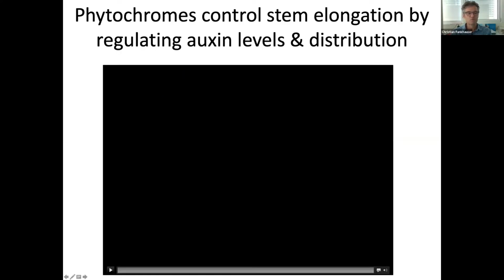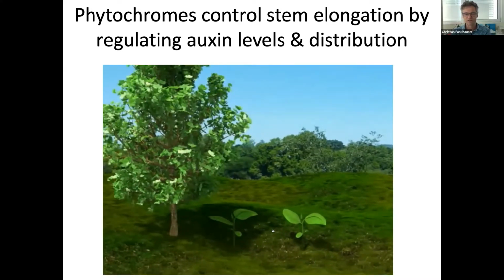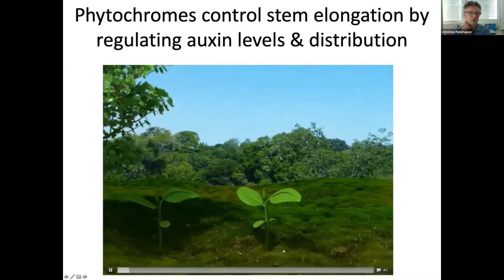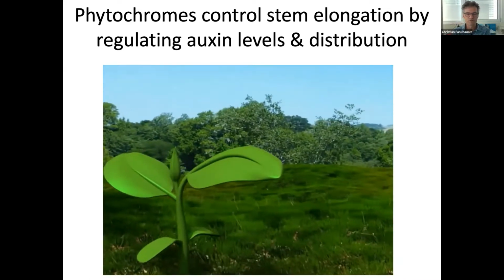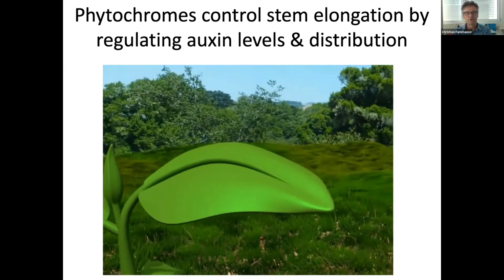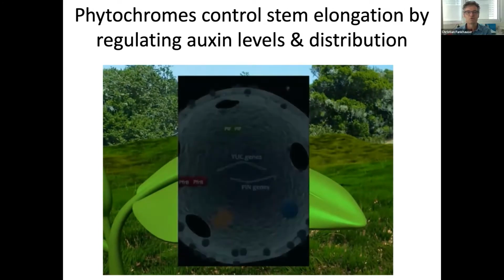Now I have a little movie which summarizes some of the molecular findings that we made that I'm going to show you. So we're going to look a little bit inside of a plant. So let's first look at a plant which is grown in the sun. And let's go first zoom into the leaf of this plant. And then when we zoom into the leaf of this plant, what we're going to see is what happens in the nucleus of one of these plants.